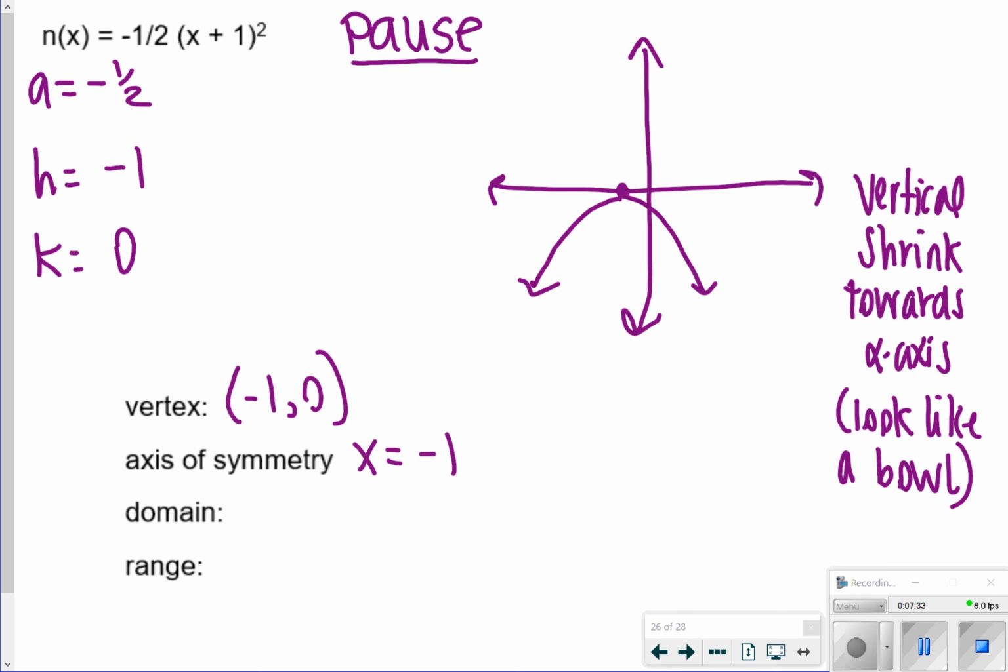Okay, so the domain again would be all real numbers. I'm going to put all real numbers. And then the range can be 0 or less than that. So we're going to say y is less than or equal to 0.